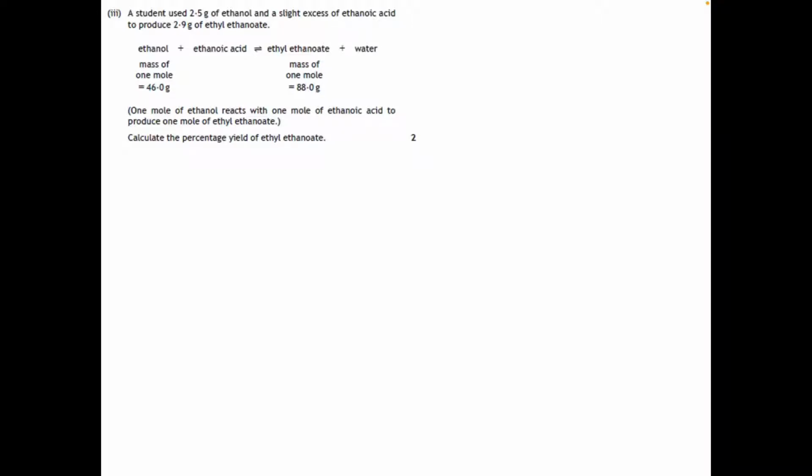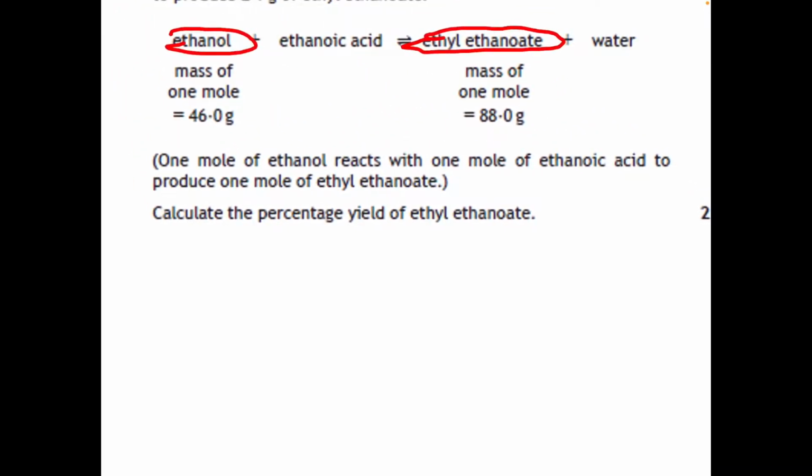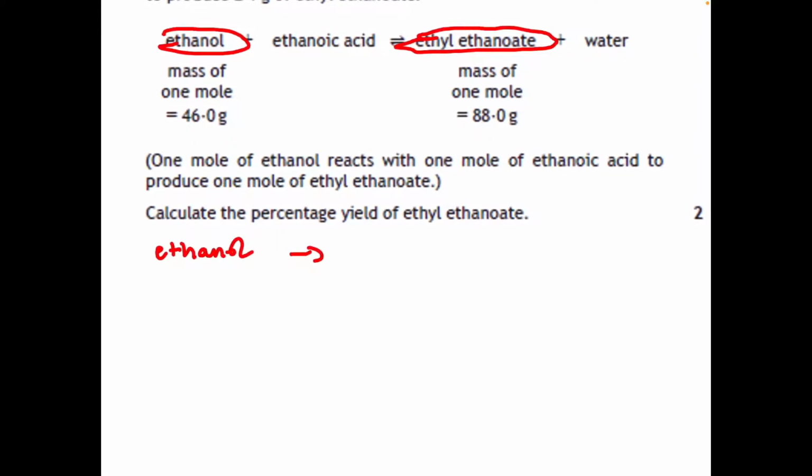What we first need to do is take out the two things I'm interested in, which is ethanol and ethyl ethanoate. And I'm going to basically make a mole ratio for that, just to make it easier, so we've not got loads of things flying about that we don't need. We'll do a mole ratio, and because you should remember from your esters that 1 mole of ethanol would react with 1 mole of ethanoic acid, and that would give you 1 mole of ethyl ethanoate. So they're going to be a 1-to-1 mole ratio.